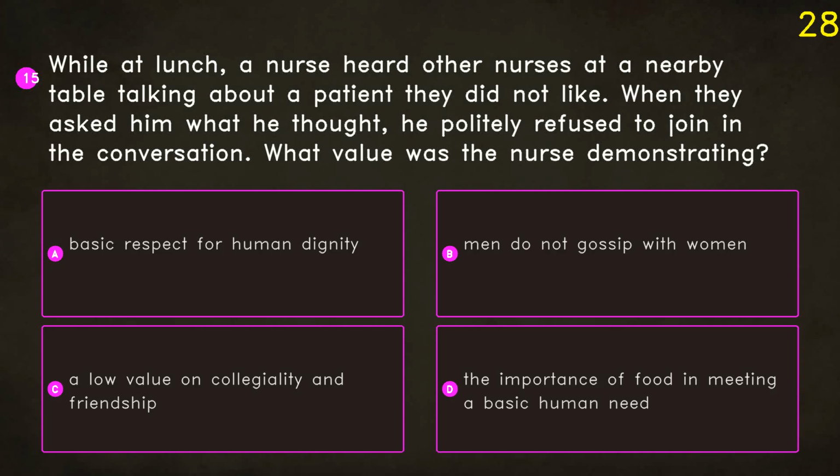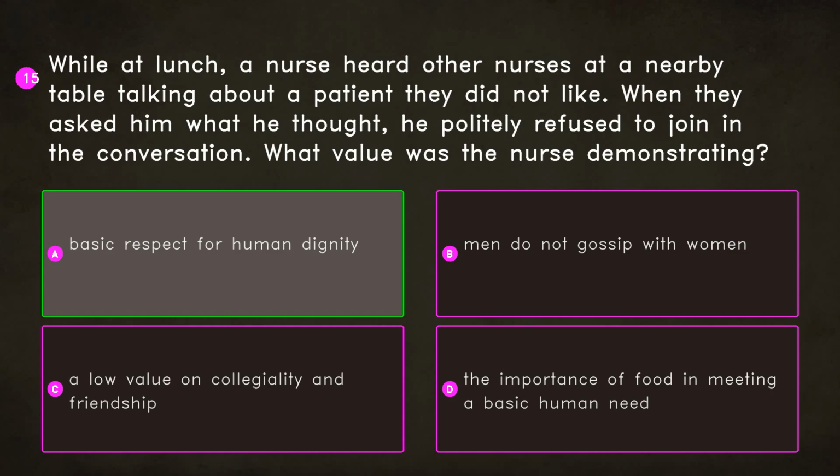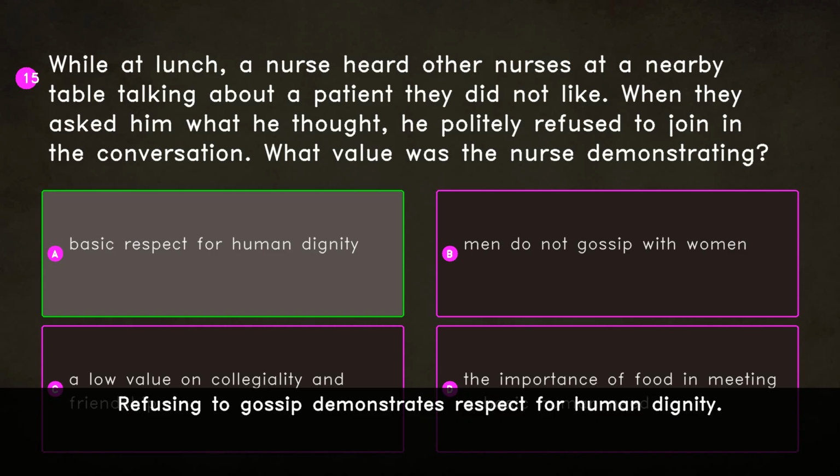Question 15. While at lunch, a nurse heard other nurses at a nearby table talking about a patient they did not like. When they asked him what he thought, he politely refused to join in the conversation. What value was the nurse demonstrating? A. Basic respect for human dignity. B. Men do not gossip with women. C. A low value on collegiality and friendship. D. The importance of food in meeting a basic human need. The correct answer is basic respect for human dignity. Refusing to gossip demonstrates respect for human dignity.